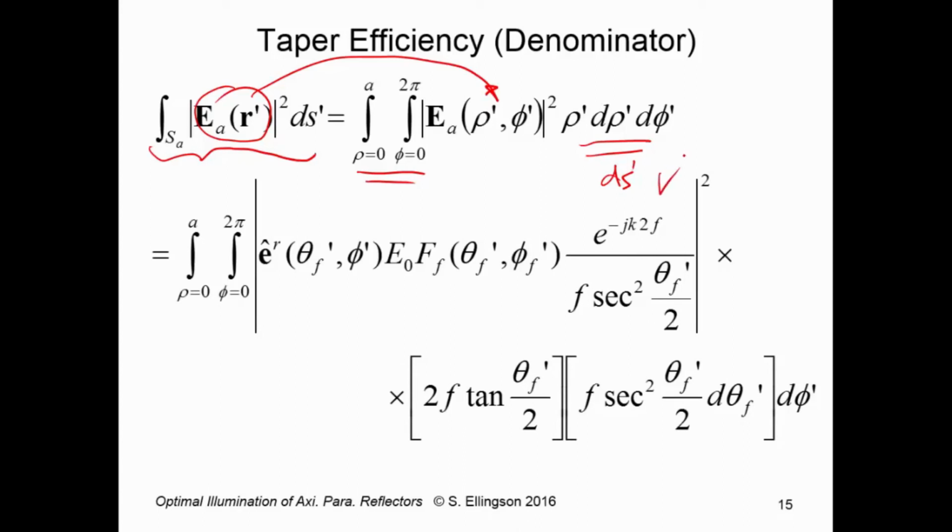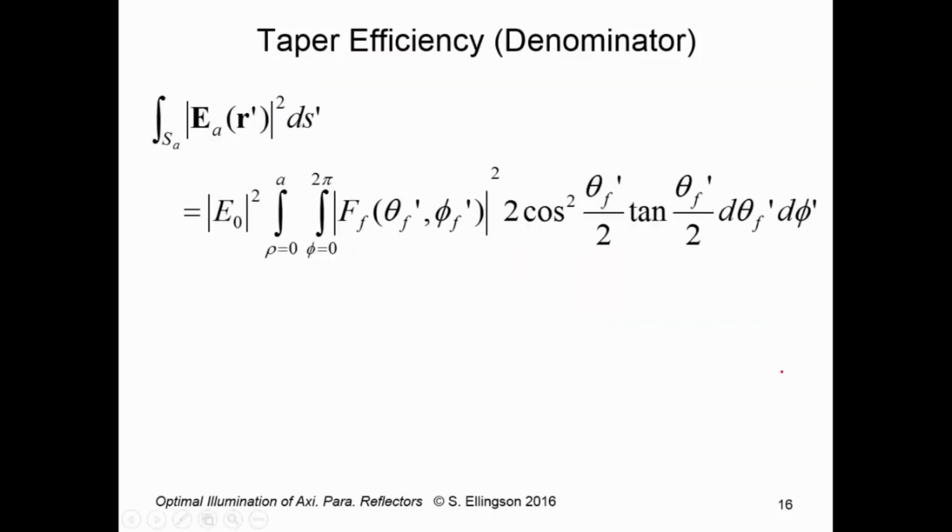So here's the aperture field's magnitude squared, rho prime, d rho prime, and then d phi prime. So we make the same simplifications, the same math applies here, and this is the expression that we get in this case. Magnitude squared of E naught, integral over that aperture disk, the magnitude of the normalized field pattern squared, then we get this trigonometric expression, d theta f prime d phi prime.